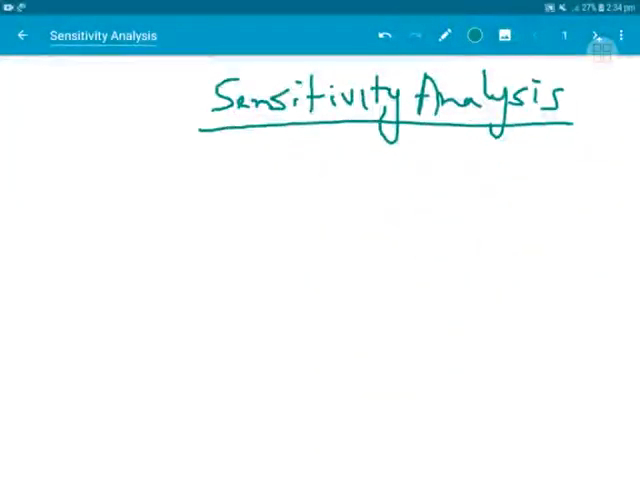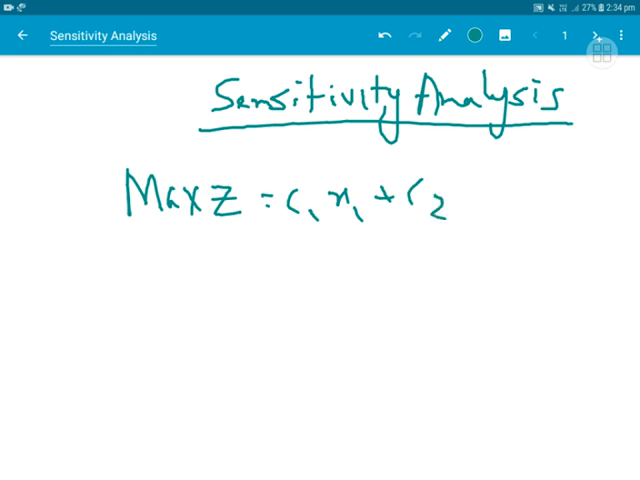Class, we are going to study the sensitivity analysis for any optimization problem. So what is the basic concept for the sensitivity analysis here? Suppose I consider that a maximization problem is given to us: maximize c1 x1 plus c2 x2, subject to certain constraints. We are just considering a linear programming problem.